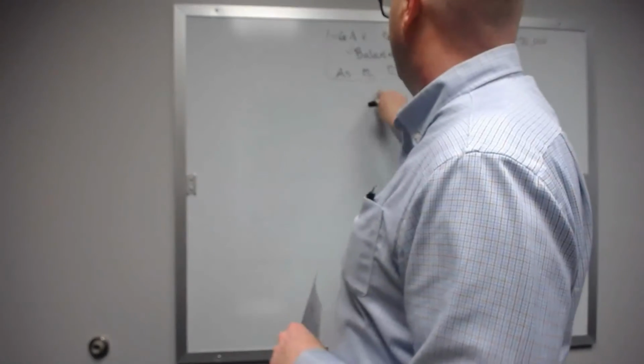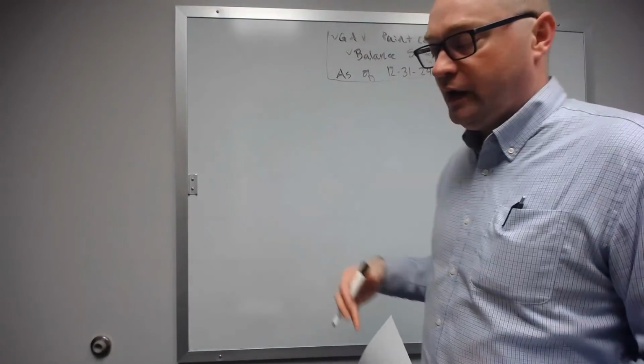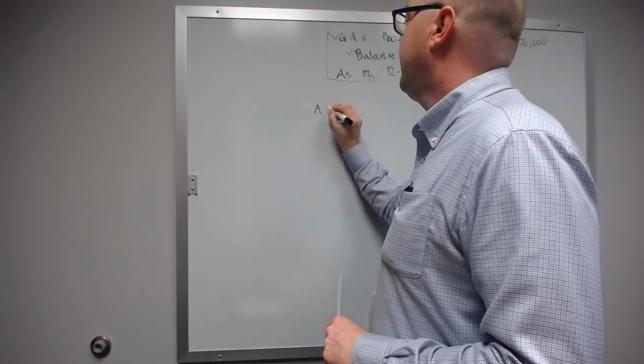So again, we're going to start with these in the order that you would likely pay them, which is typically how we look at these liabilities. So here we see we've got accounts payable.